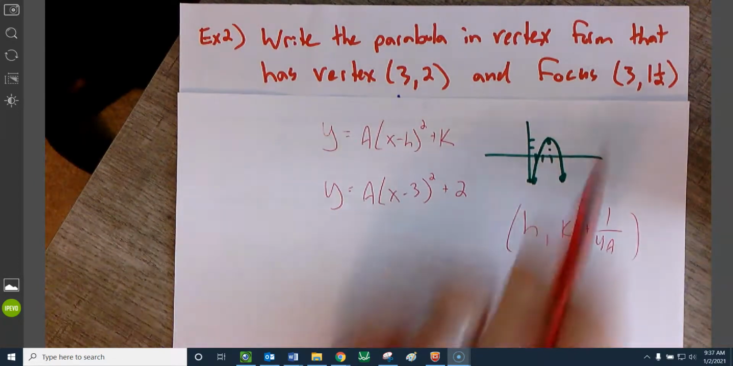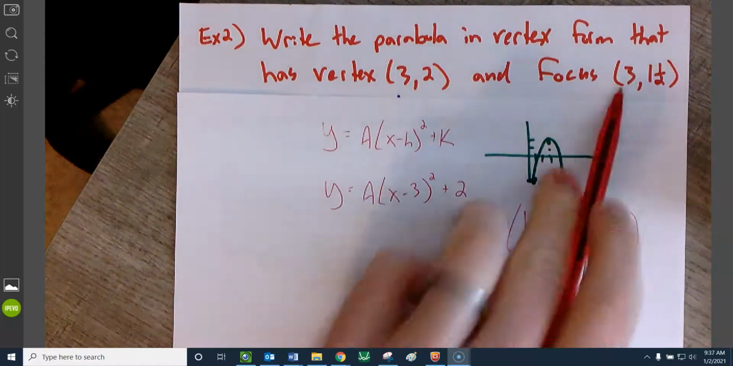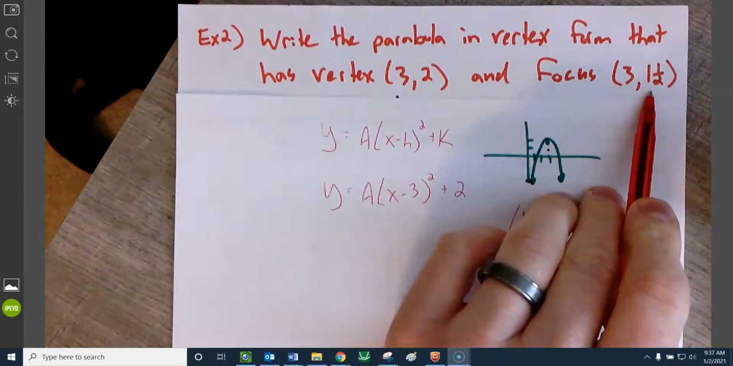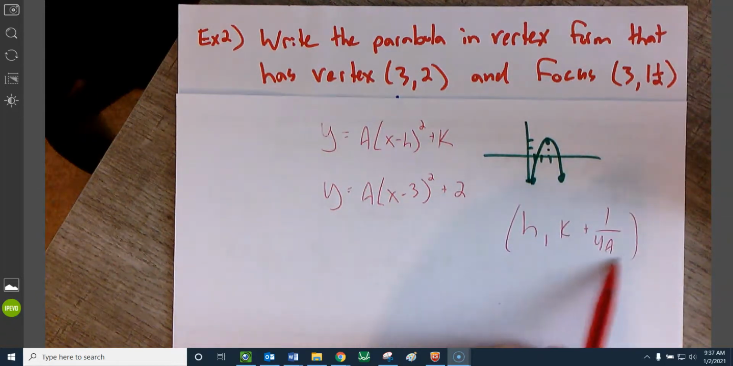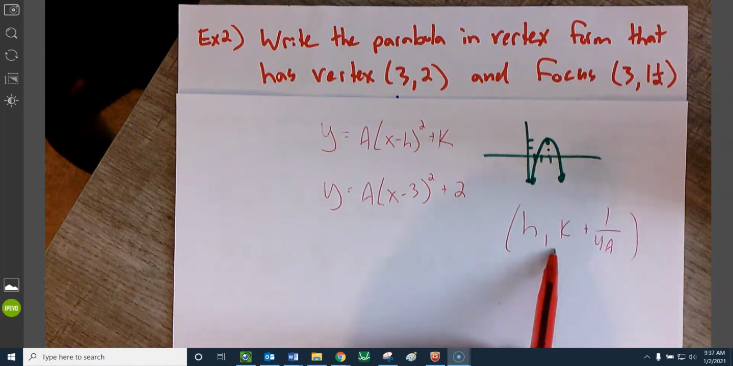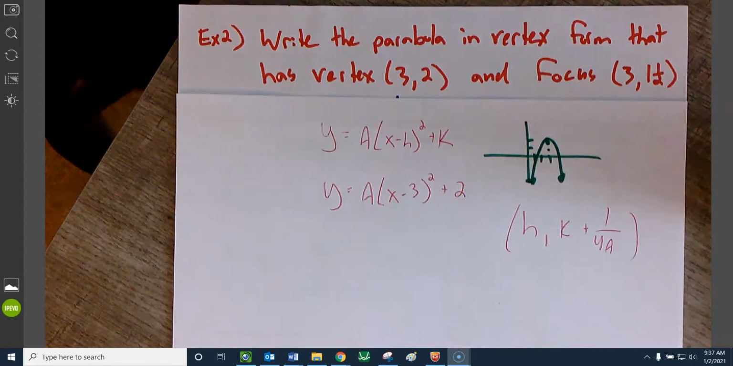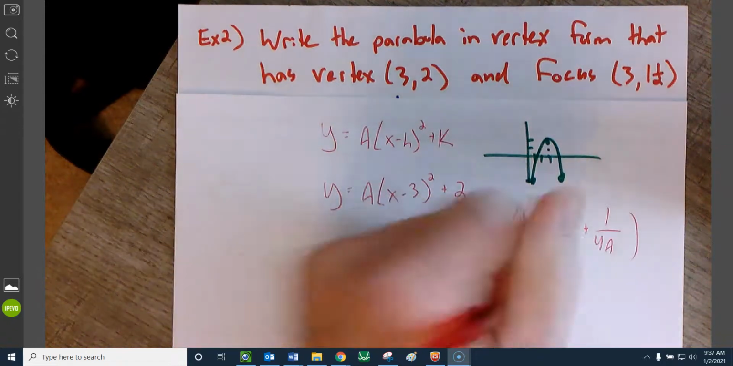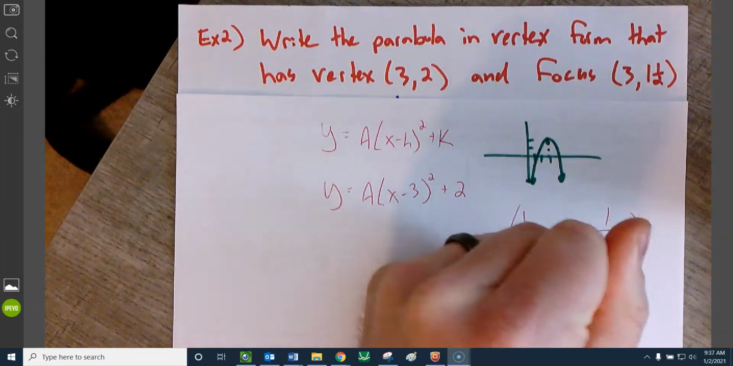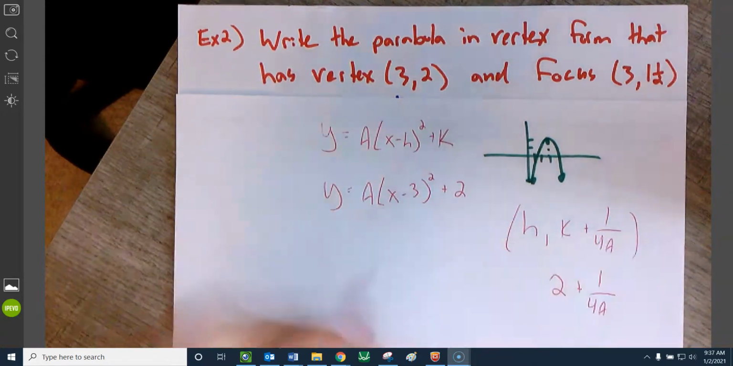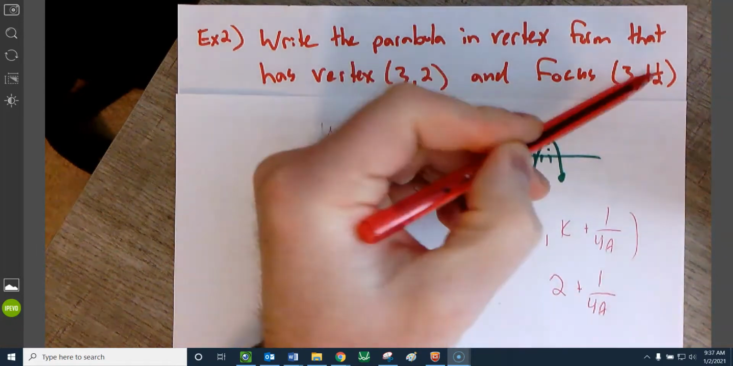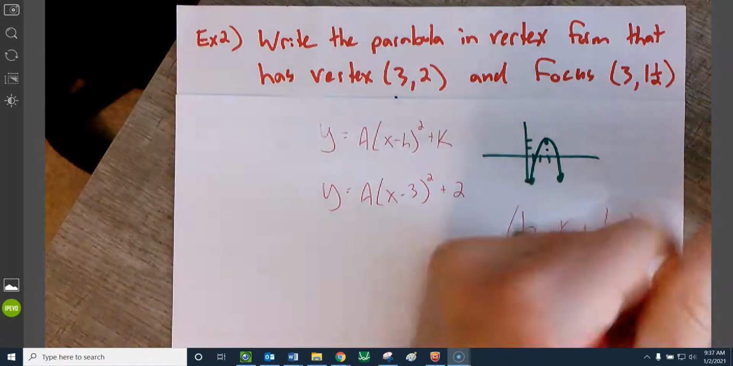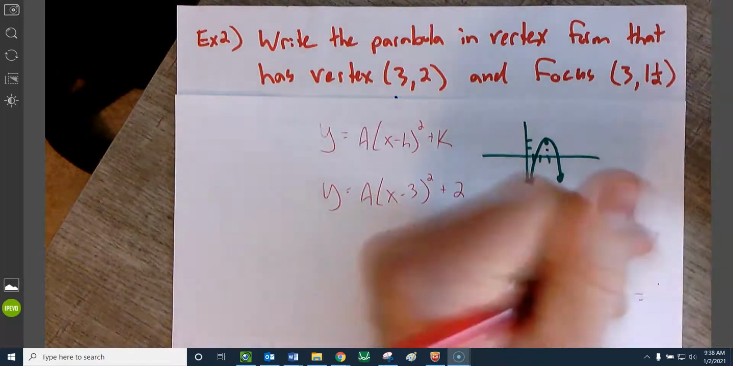h is 3, so that doesn't really do anything for me. But this coordinate, 1 1/2, is going to be equal to k plus 1/4a. And we know what k is, leaving us the only variable we have left, which is a. So for us, it's going to be 2 plus 1/4a. This is going to be the y-coordinate of our focus. Well, we already know what the y-coordinate of our focus is. It's 3/2, so I'm going to change that to 3/2 right now.